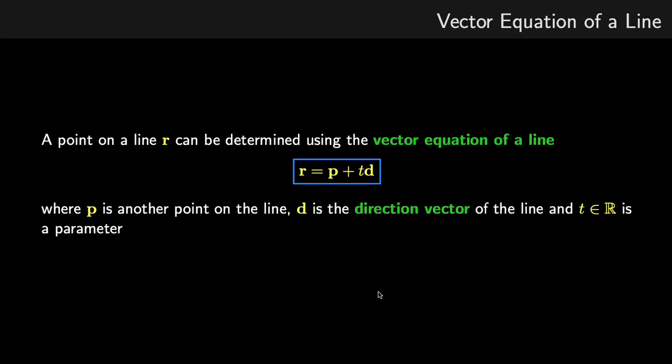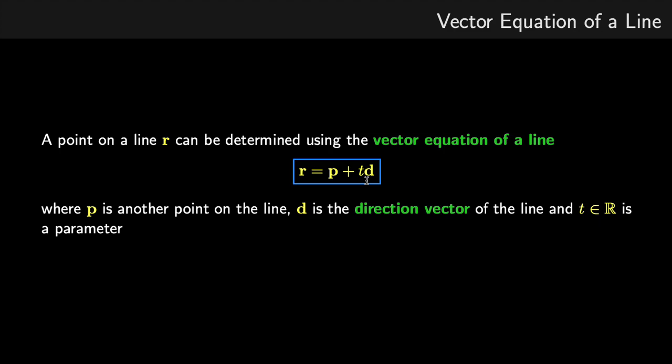In this video I'm going to talk about the vector equation of a line. So the vector equation of a line is given here. This says that a point on a line with a position vector r can be determined using this equation, where p is the position vector of another point on the line, d is known as a direction vector.